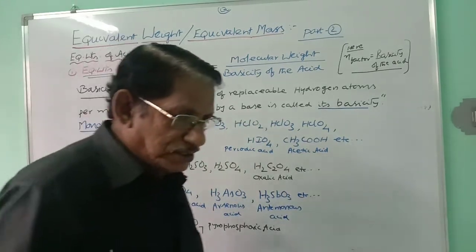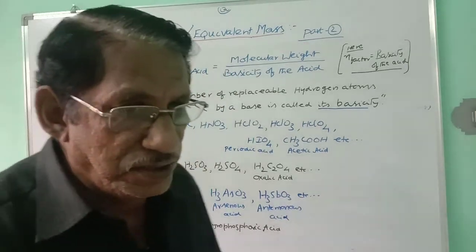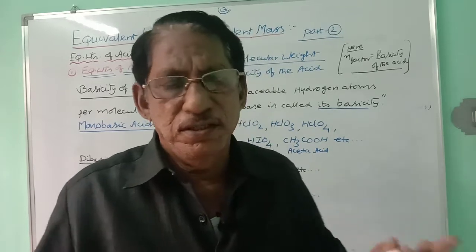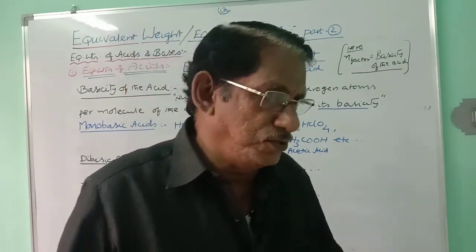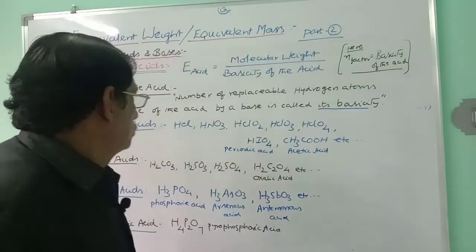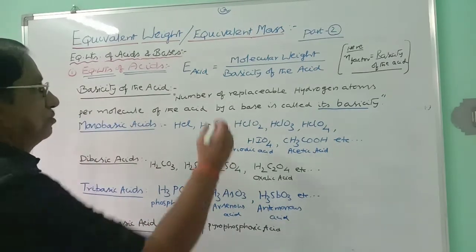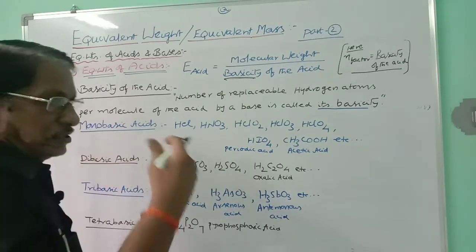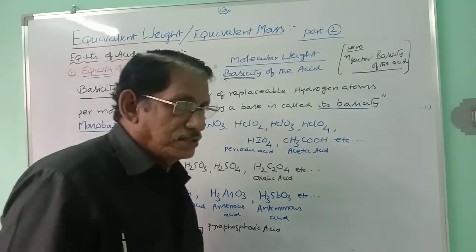Every acid will be containing protons. When it is dissolved in water, it has to produce protons. The greater the number of protons, the greater the acidic character. That general principle you know. Now, I am taking the examples. Basicity: monobasic, dibasic, tribasic, or tetrabasic.